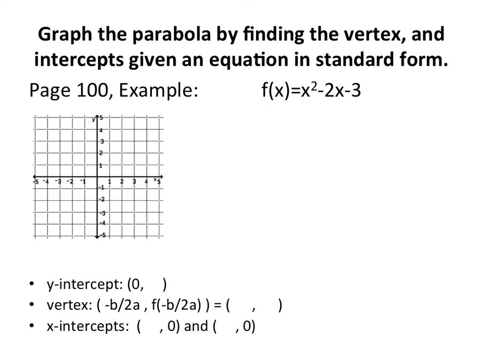So in this tutorial, we're going to graph the parabola by finding the vertex and the intercepts given an equation in standard form. So first things first, let's find our ABCs. A is 1, B is -2, and C is -3. What's really awesome about our standard form is it gives us our y-intercept at C. So let's make a note of it right here.